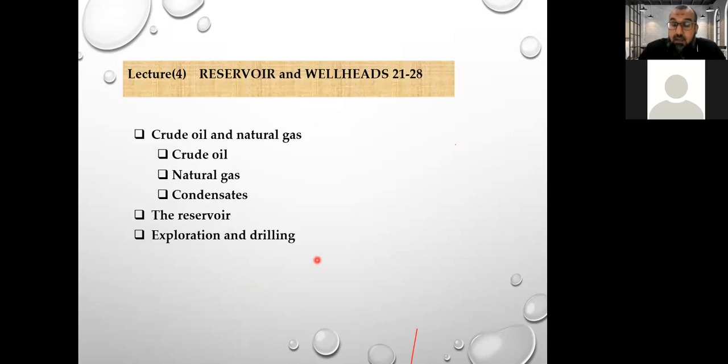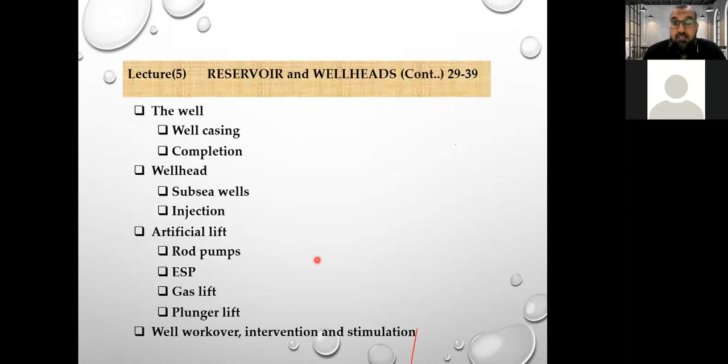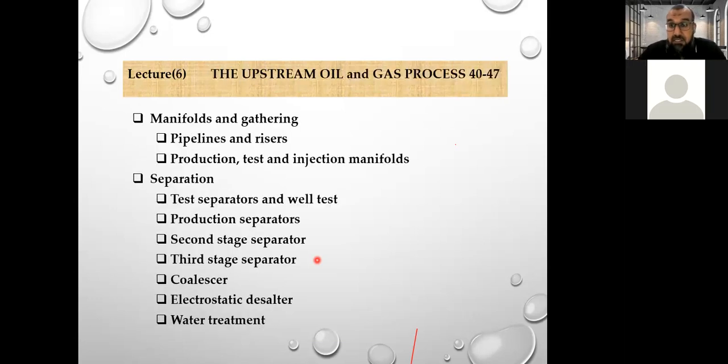What is the crude oil? What is the natural gas? What is the condensate? We'll speak about the reservoir and the exploration and drilling. Okay. In lecture 5, we'll speak about also the upstream field. We'll speak about the well casing, completion, wellhead, the artificial lift, and so on. In lecture 6, we'll speak about the upstream oil and gas process itself. So the process itself, we'll speak about the manifold, the gathering, the separation.